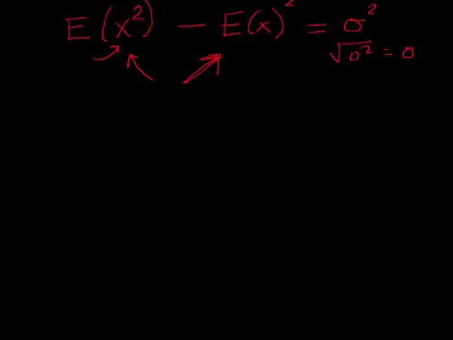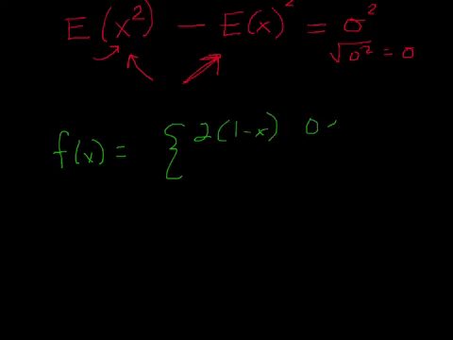So the first example is if we have a probability density function that looks like that: 2 times 1 minus x. That's defined for where x is between 0 and 1, and it's 0 elsewhere. Okay, that's our function. And we want to find, let's say I want to get all the way to the standard deviation.